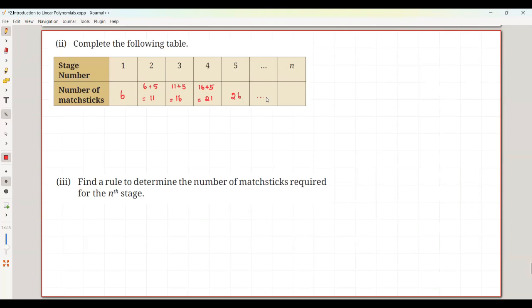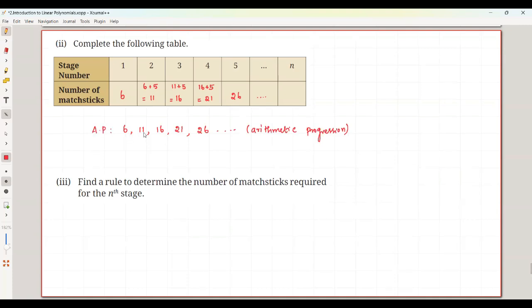Etc. So here the pattern is going on like this: 6, 11, 16, 21, 26, up to etc. This is nothing but an arithmetic progression. You will be learning this in grade 10th. So in short form, we say this is AP, arithmetic progression.